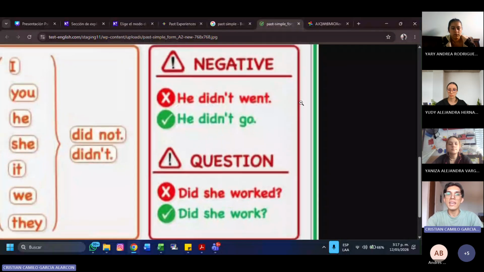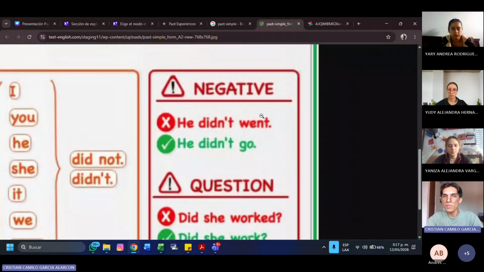Remember, we never change the verb in the negative form. We don't say he didn't went. We say he didn't go. Decimos él no fue. We use the base form of the verb.